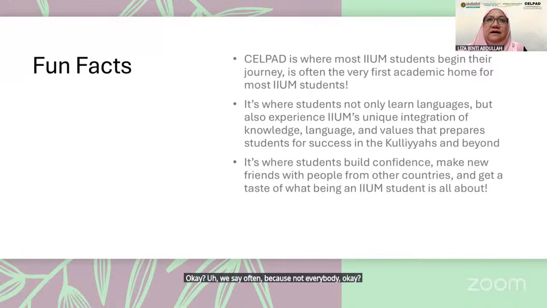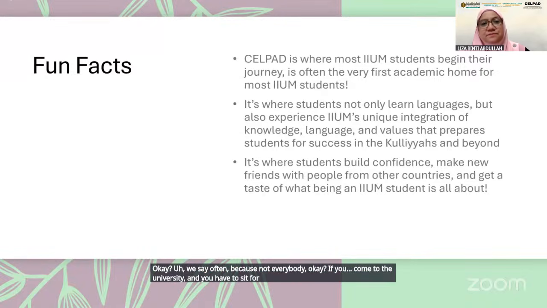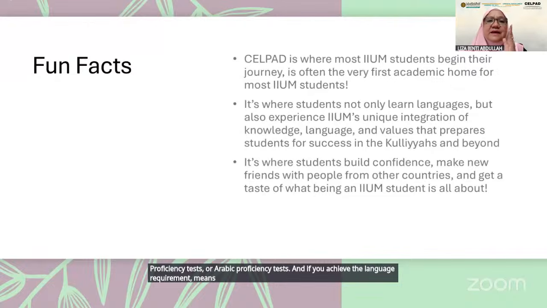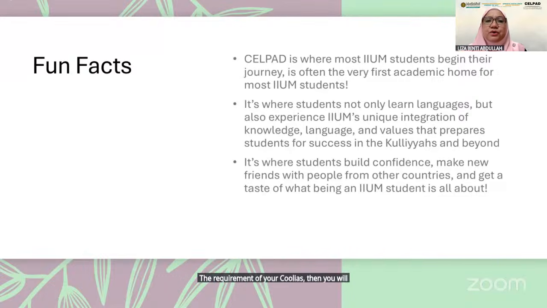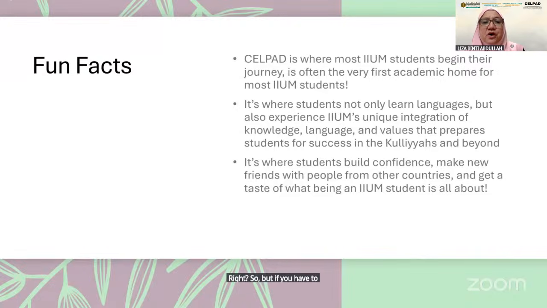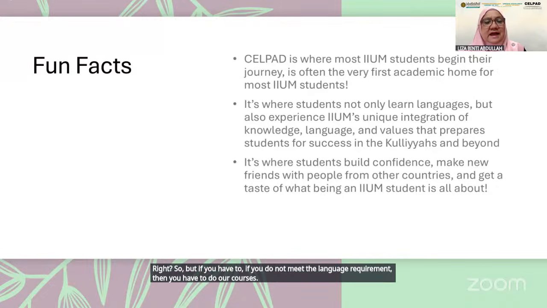If you come to the university and you have to sit for the English proficiency test or Arabic proficiency test, and you achieve the language requirement, meaning you pass with band 6 and above or 5 and above, depending on the requirement of your kuliyyah, then you will not do these courses of EPC and APC. But if you do not meet the language requirement, then you have to do our courses of EPC and APC.